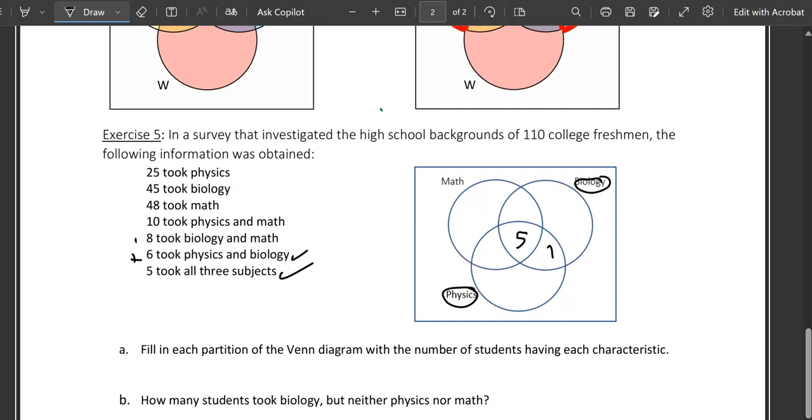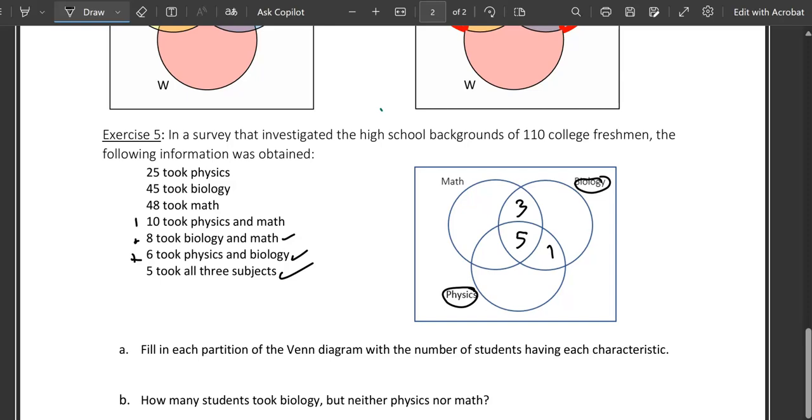And then our next one here, 8 took biology and math. So now we're looking at the biology circle here, correct? With the math circle. And we already have 5 there, and it's saying that 8 took this, correct? So there's another 3 here. And so those two add up to the ones that overlapped with biology and math, which adds up to 8.